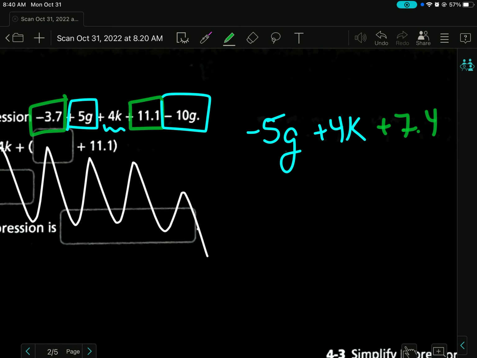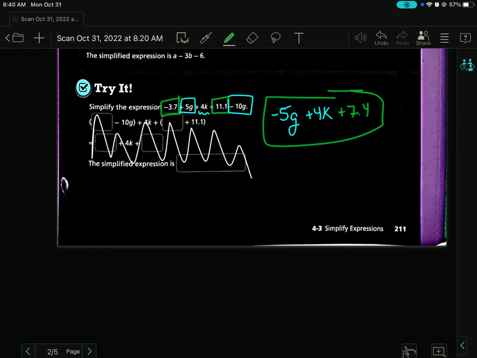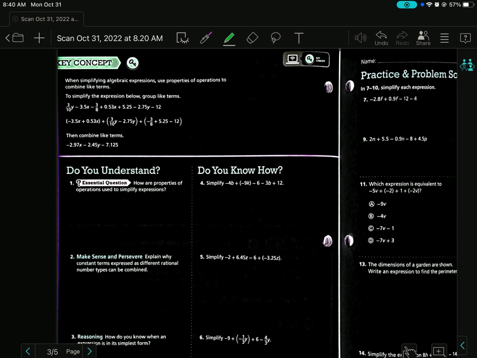And so this is our final answer. Again, nothing else can be combined because we have G's, we have K's, we have constants. So there's no other like terms. The like terms here were the G's and the constants. And I believe that's our last problem for today.